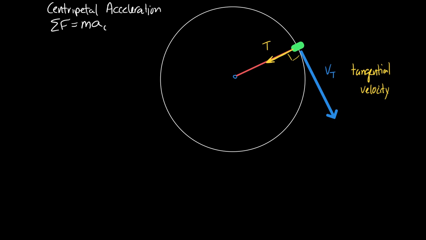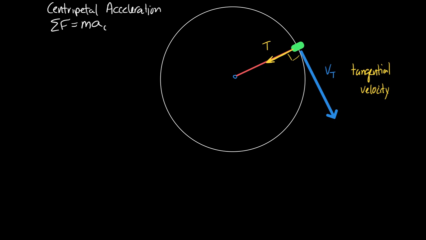But if I only wanted the object to change direction, I would want to make sure there was no part of the tension in the direction of motion. That's what makes this special. This is a very special case where the object's direction is the only thing that's changing. Speed is staying the same. But the only way I can do that is to have an unbalanced force that is perpendicular to the velocity.